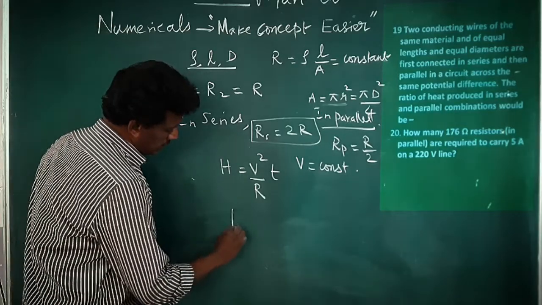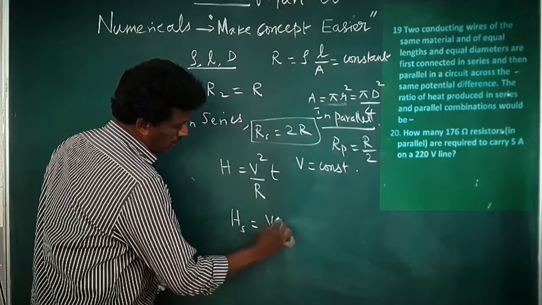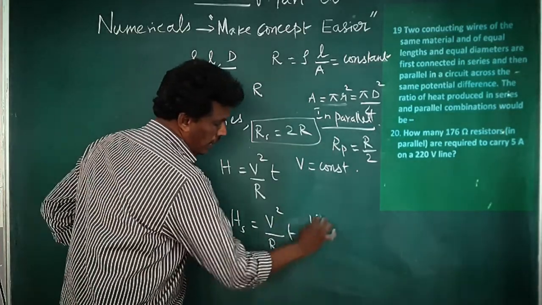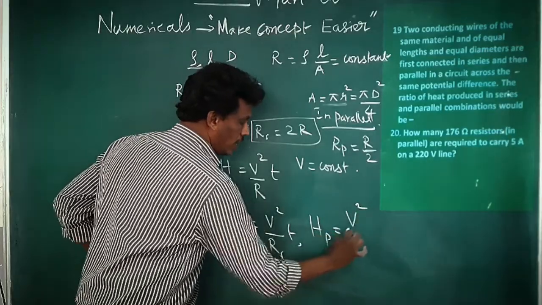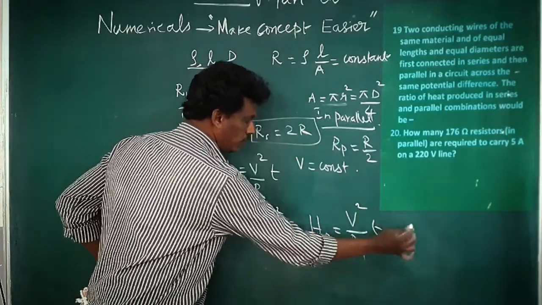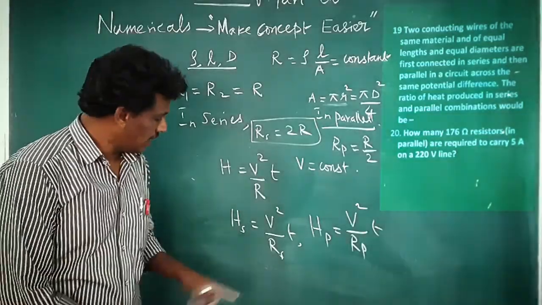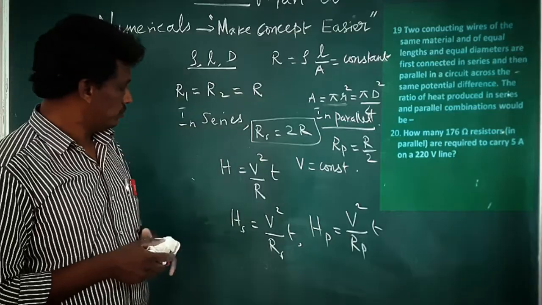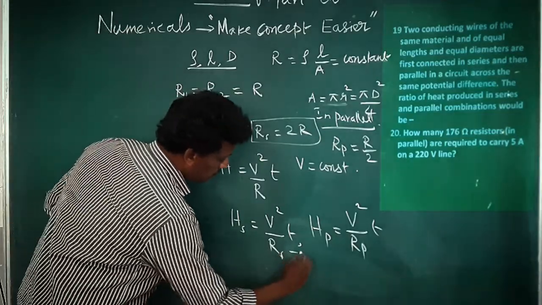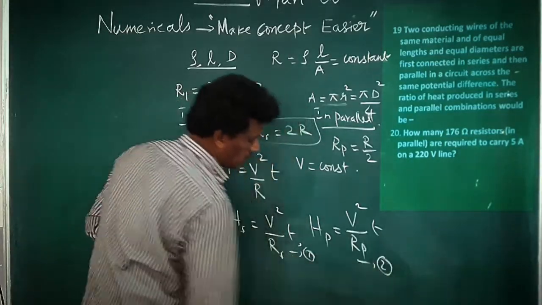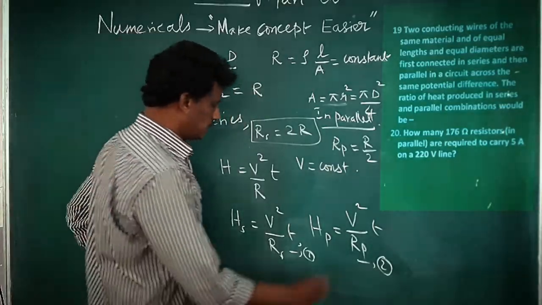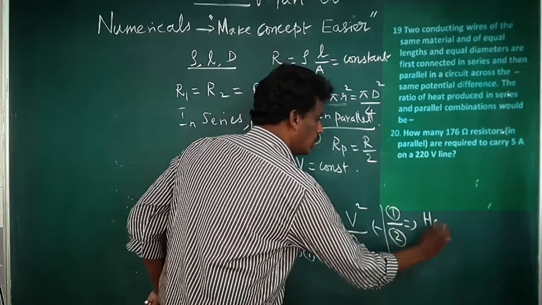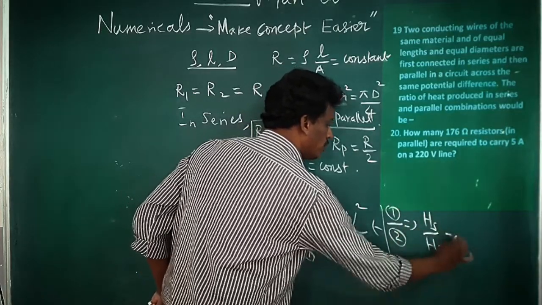Now suppose series combination. What you have? V squared by Rs into T. In parallel combination, V squared by Rp into T. Which is changing? The resistance will change. Now what we are asking? Ratio. So how we can find out? Suppose equation 1, equation 2. Solve it, that's all. Equation 1 divided by 2, in series upon in parallel.